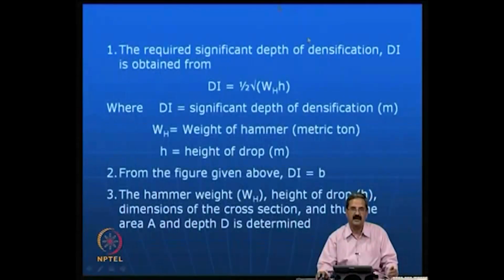For example, the required significant depth of densification is given by d_i equals half into square root of W_h into h. This is a simple formula which I showed earlier in the previous class on dynamic compaction methods. d_i is the significant depth of densification, W_h is the weight of the hammer, and h is the height of drop. In the previous design diagram that I gave, the depth of densification is nothing but B. If you see the figures, they are both the same, and if you know the hammer weight, the height of drop, and the dimensions of the cross section, then the area and the depth can be obtained.